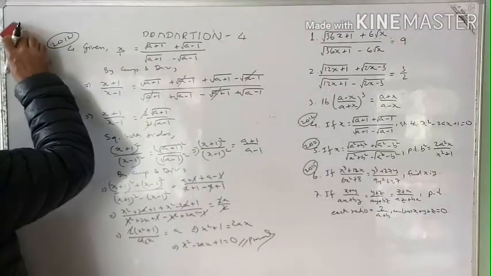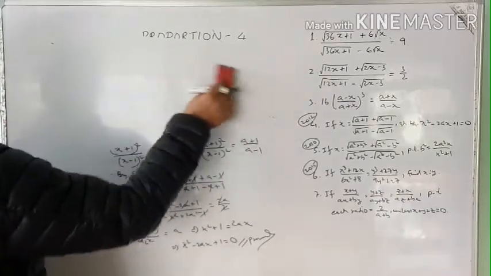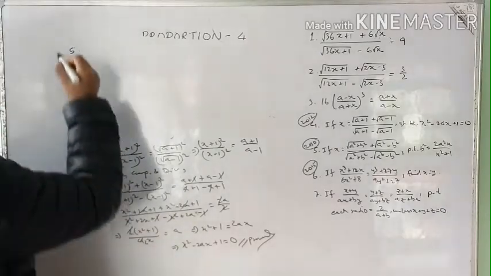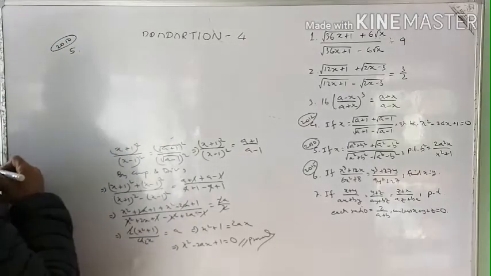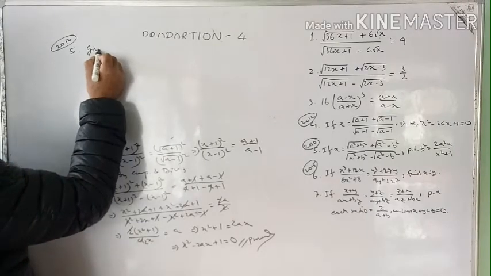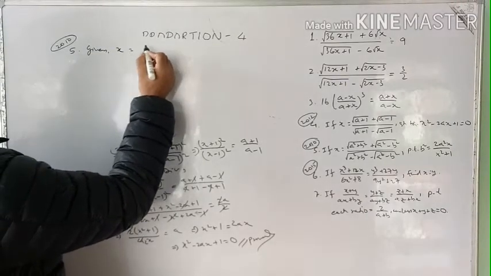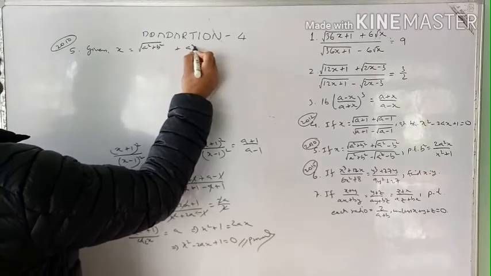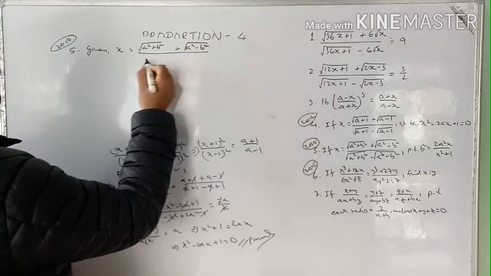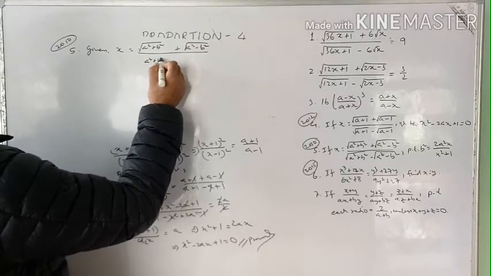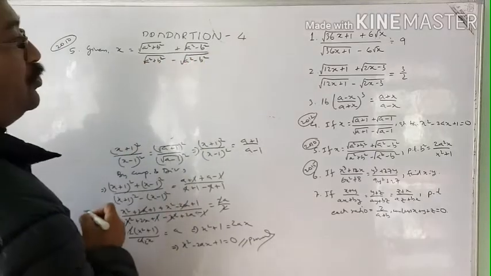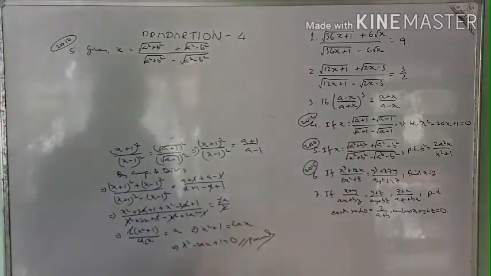Now we'll take question number 5. Question number 5 came in 2010, ICSE 2010. So given x equal to root over a square plus b square plus root over a square minus b square upon root over a square plus b square minus root over a square minus b square. Okay, so what we have to prove is b square equal to a square x upon x square plus 1.